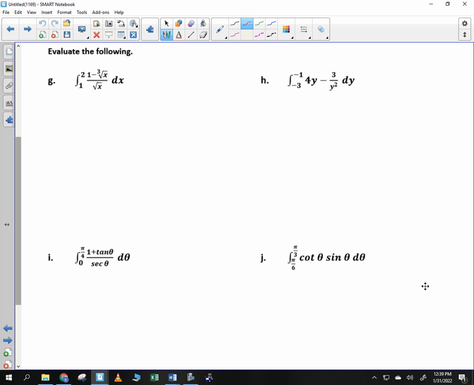Okay, here we go. We want to finish up with 4 problems and then give you guys a significant work time. There are two types of integrals. Number 1, the definite integral, and number 2, the indefinite integral.